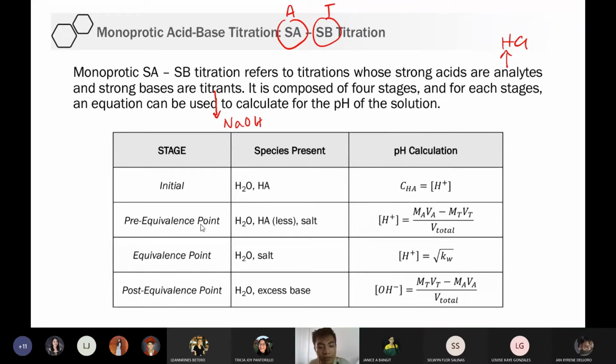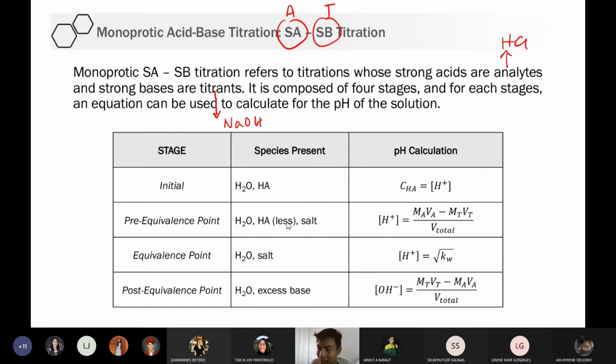However, when I start adding titrant, ano nangyayari? Napupunta na ako sa pre-equivalence point. No? Kunwari, nagpatak-patak na ako ng titrant. No? What will happen to my acid? Yung acid ko, mababawasan. Kaya sabi ko dito, HA pero less. Ibig sabihin nun, yung acid nababawasan. Why? Because when we add bases to our acids, ano sabi ko kanina, when you add base to your acid, nababawasan yung acid. Okay? So, ganun yung ganap dito sa pre-equivalence point.